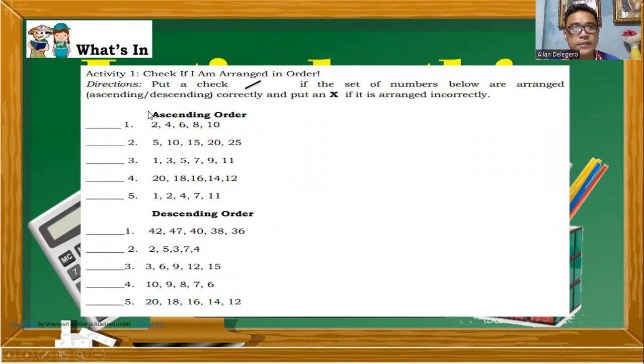Activity 1. Put a check if the set of numbers below are arranged ascending or descending correctly, and put an X if it is arranged incorrectly. So let's start. Ascending order.